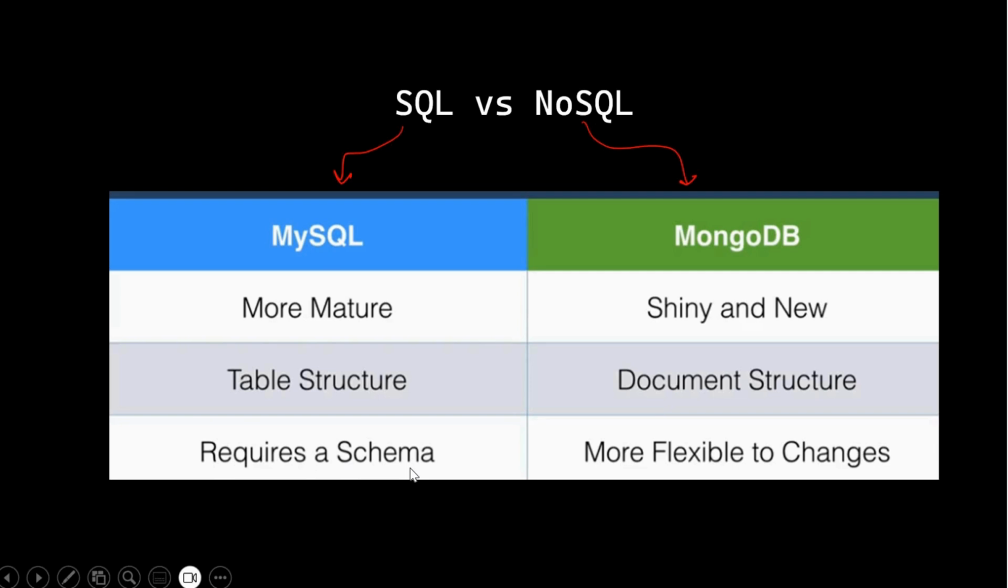And your SQL requires a schema. Schema is nothing but a collection of the fields. So you have to make it fixed in the beginning, and making some changes to it is actually a bit painstaking. But in NoSQL, it's very flexible to change, as we discussed. Some of the posts can have comments or not have comments. It's all up to the user who's posting.